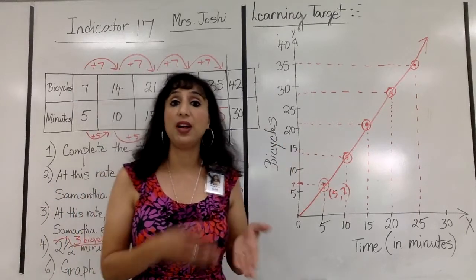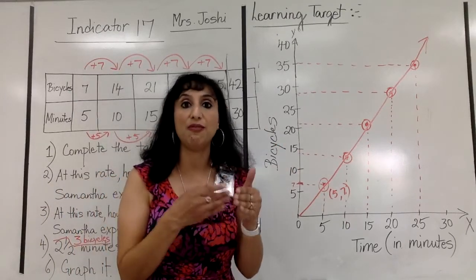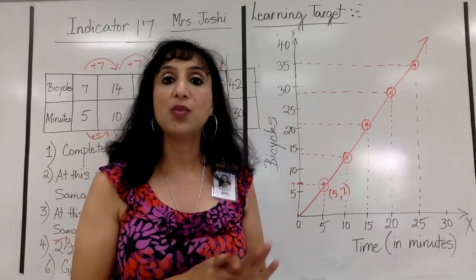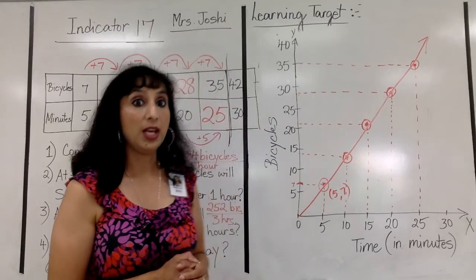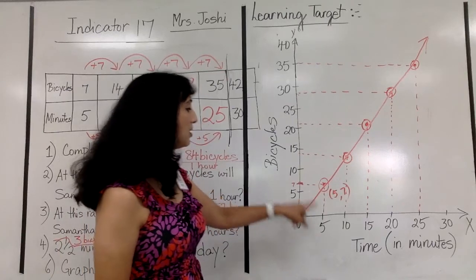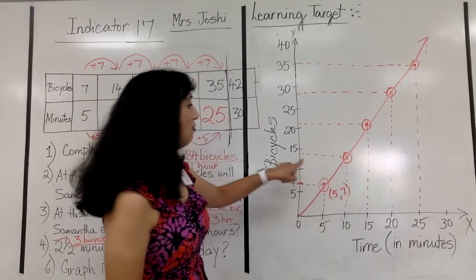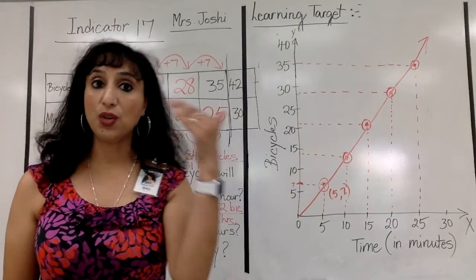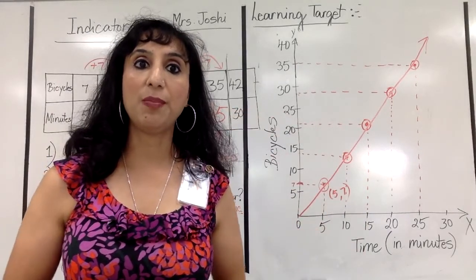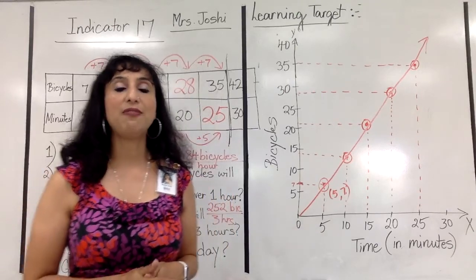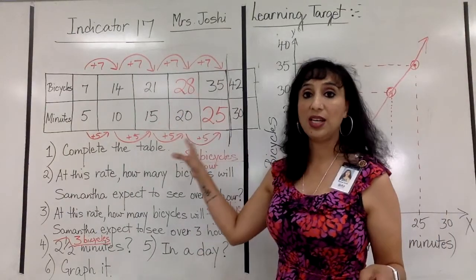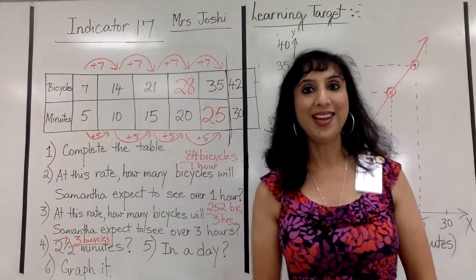What you need to know, a graph is very, very easy for you to see the visual. It's a visual representation of your data. And so that is why graphing is so important in math. And you can immediately look at this graph and say, okay, 5 minutes, 7 bicycles, 10 minutes, 14 bicycles. So it becomes so visual what you are actually looking at. So this is a ratio representation in the form of a graph. It's a coordinate graph. And this is what ratio representation is all about.